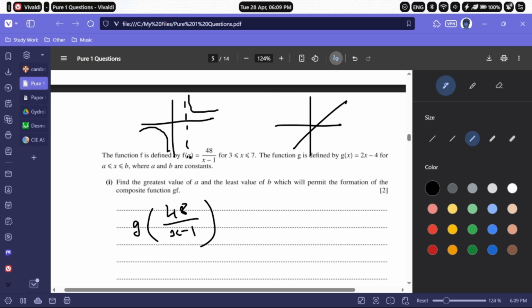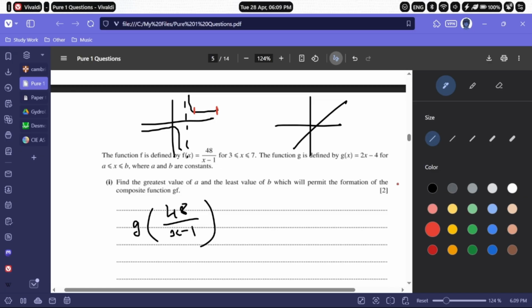It's not drawn to scale. Wait, no, sorry. Something like this, okay? And they're telling you that x is greater than or equal to 3, less than or equal to 7. So this part right over here, let me just mark it with this. It's kind of like a one-to-one function.